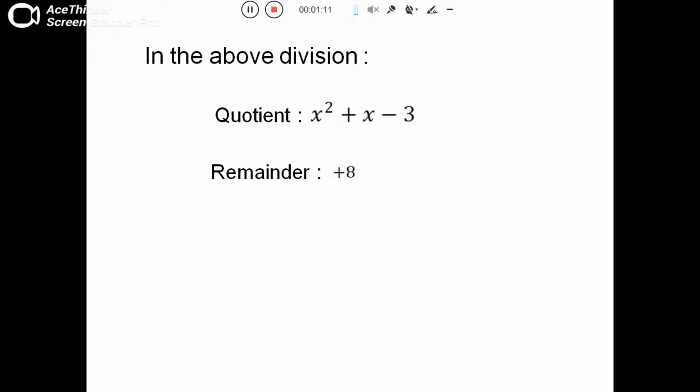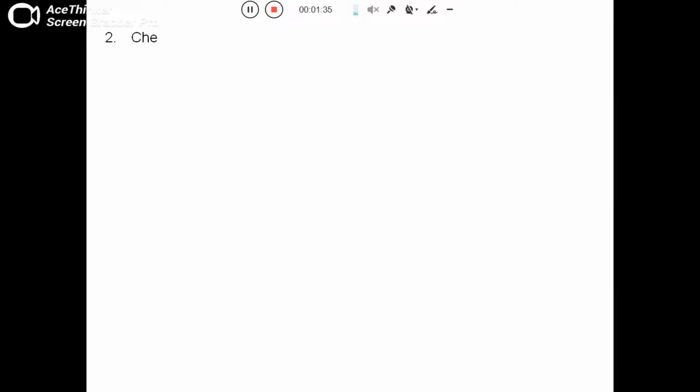Division, I think you can understand. Take practice of the division. In this exercise there are so many divisions given, you have to practice them. So be careful in the division. The powers in the dividend and divisor should be in descending order, keep it in mind. Then you have to start the division. Let us see the next question, number 2.